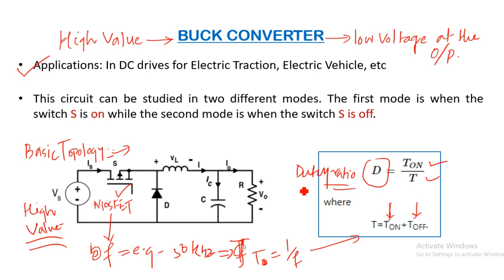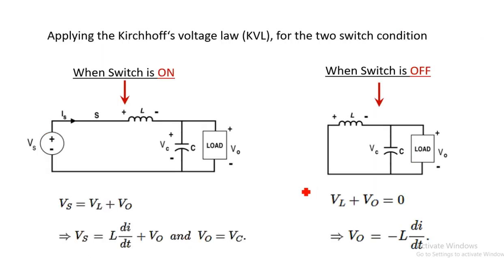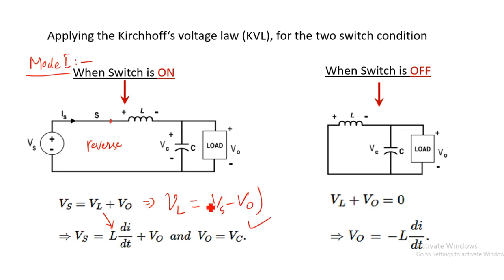Now coming to the voltage relation of input and output voltage, we study the different modes of the converter. Mode 1 is when the switch is on. Here the diode is reverse biased because the input supply is applied here. We can apply KVL and get this equation: Vs equals VL plus Vo. Simply, VL can be calculated as Vs minus Vo, and Vo and Vc are equal. So this is the first equation.